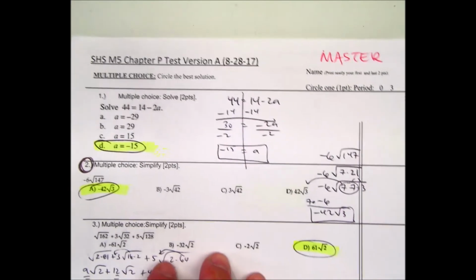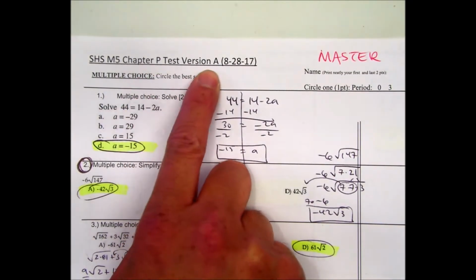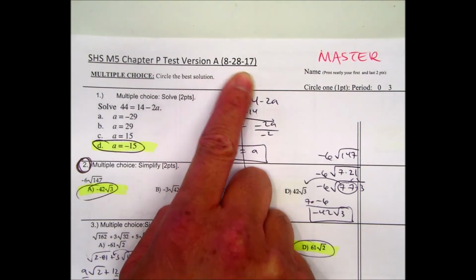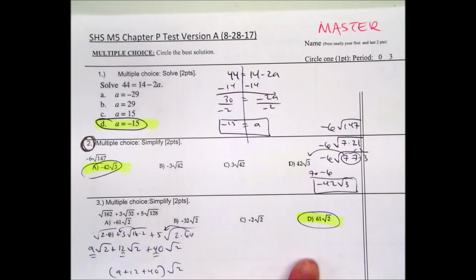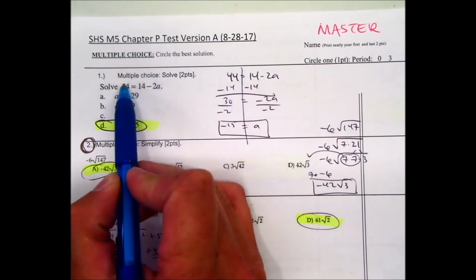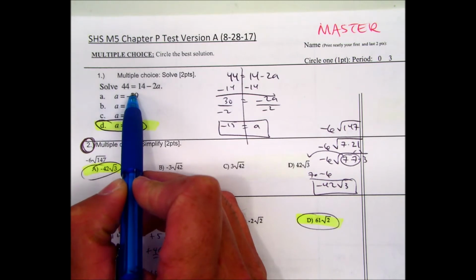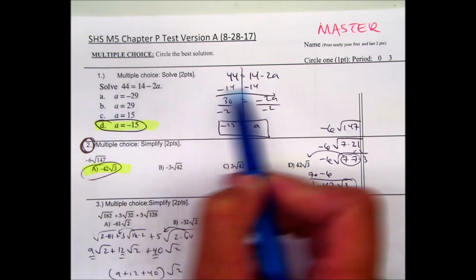This is going over the Math 5 Chapter P Test Version A taken August 28th, 2017. So the first side was just multiple choice. You're asked to solve 44 equals 14 minus 2a.